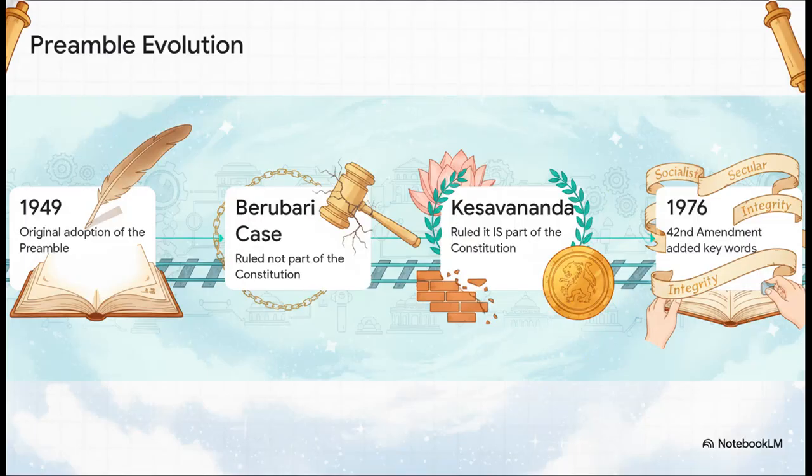If we trace this evolutionary journey, it starts with the original adoption back in 1949. Then we hit that Berubari Union hurdle. Next comes the massive Kesavananda Bharati victory for the preamble's legal status. And finally, the 42nd Amendment Act in 1976, which actually updated the preamble by officially adding the words socialist, secular, and integrity. It just goes to show how these constitutional ideals adapt over the decades to reflect a growing, changing nation.